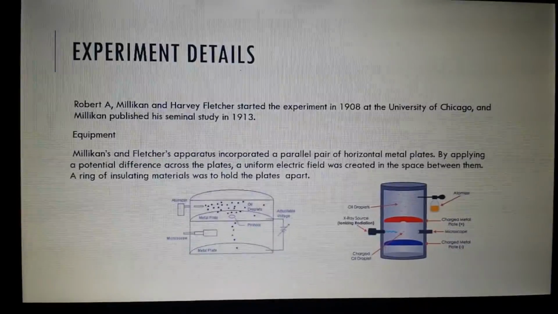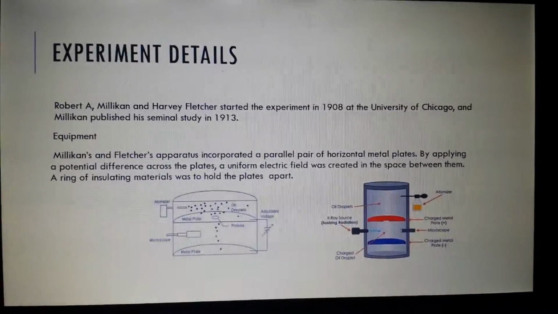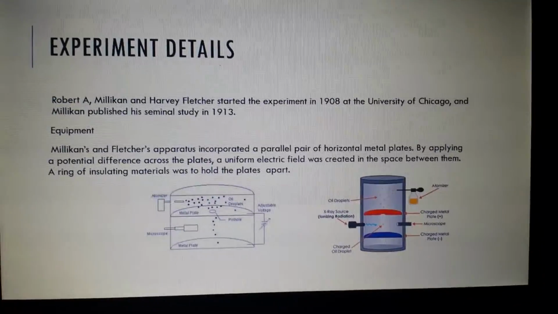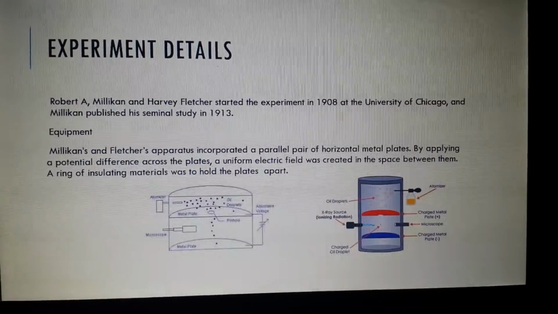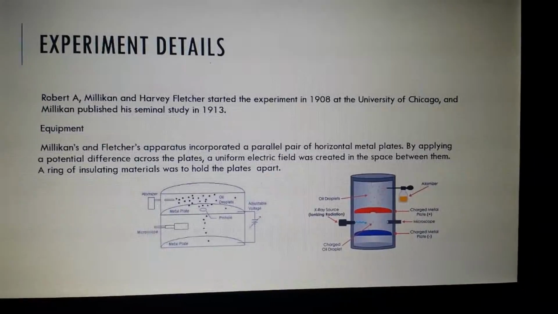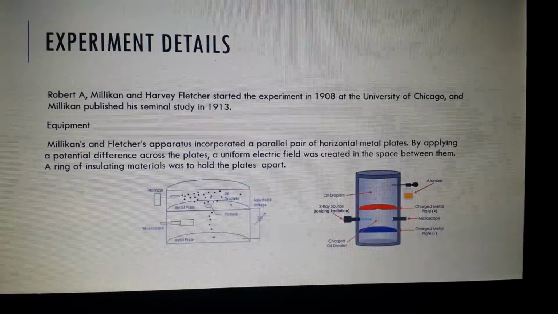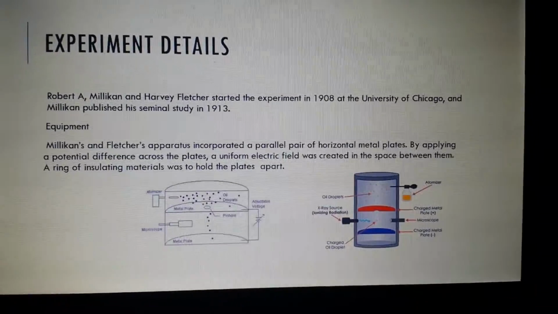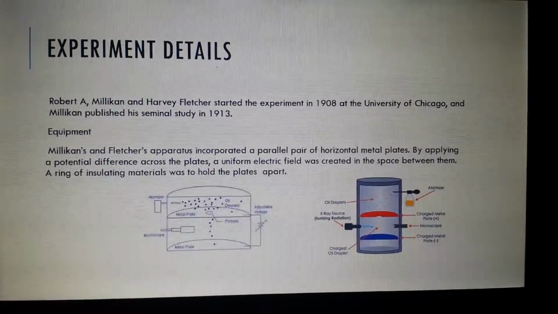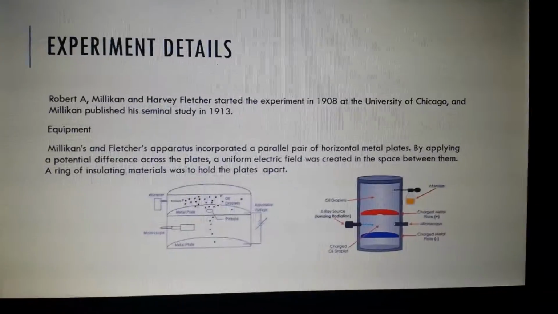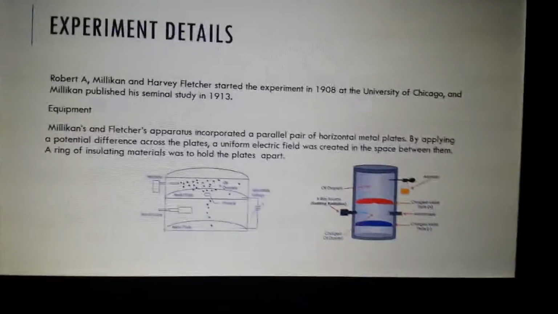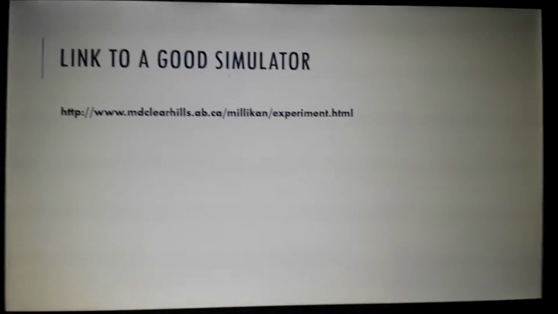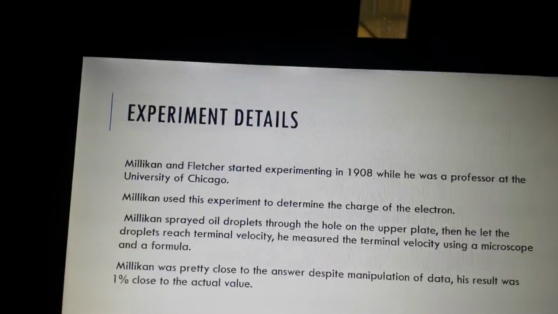Robert A. Millikan and Harvey Fletcher started the experiment in 1908 at the University of Chicago, and Millikan published his seminal study in 1913. Equipment. Millikan and Fletcher's apparatus incorporated a parallel pair of horizontal metal plates. By applying a potential difference across the plates, a uniform electric field was created in the space between them. A ring of insulating material was used to hold the plates apart. There you can see some diagrams on it. Here's a link to a good simulator that may be useful.